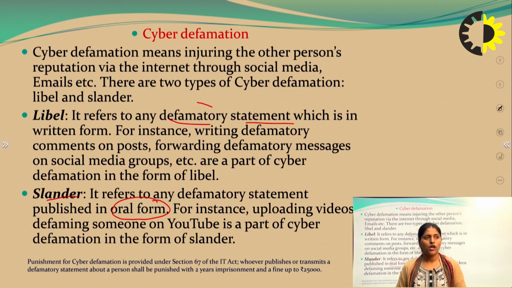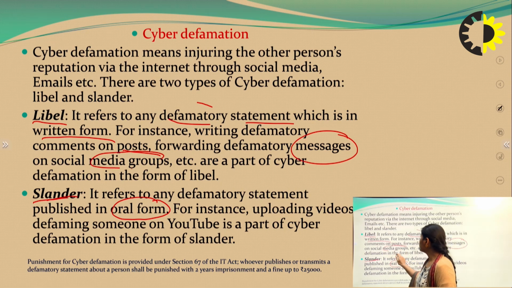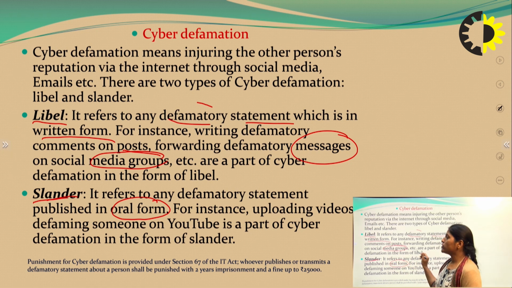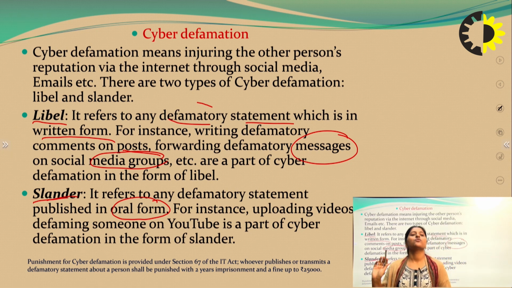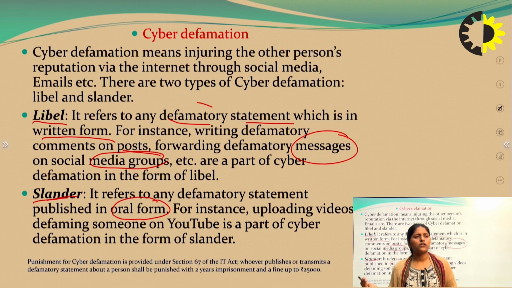reputation can be damaged. So libel is a statement in written form, and it can be in the form of any post or message in a social media group. And slander refers to information published in oral form, which can be in the form of a blog or a YouTube video, where false information is published, or any type of defamatory information about the particular organization is forwarded to users.